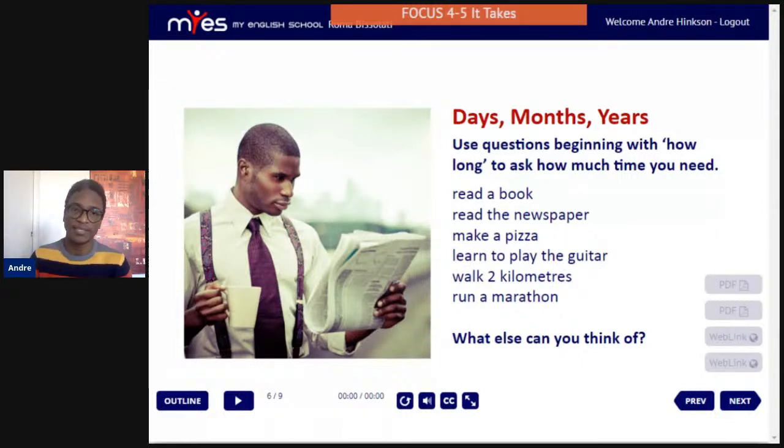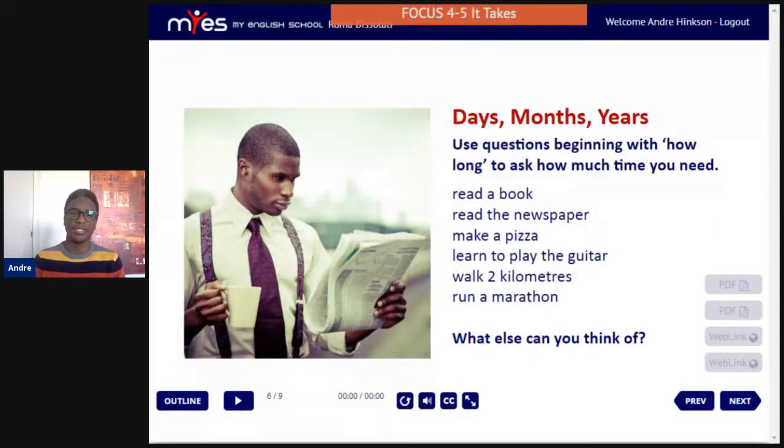So now let's look at how long it takes to do these actions. So we have how long does it take to read a book, to read the newspaper, to make a pizza, to learn to play the guitar, to walk 2 kilometers, and to run a marathon. So let me ask the question, how long does it take to read a book? So how much time do you use to read a book? Can anyone give me an answer? Always remember, we start with it takes. Always remember.